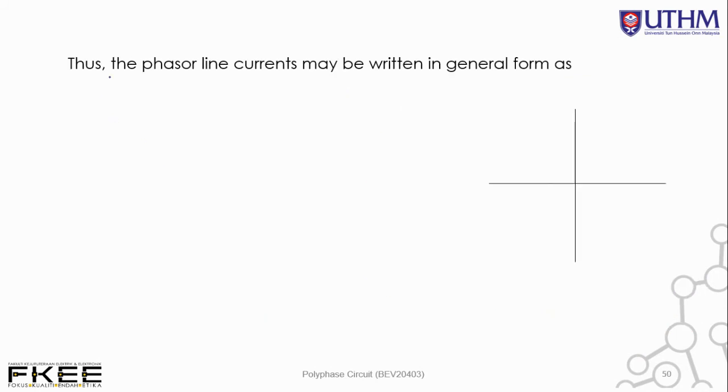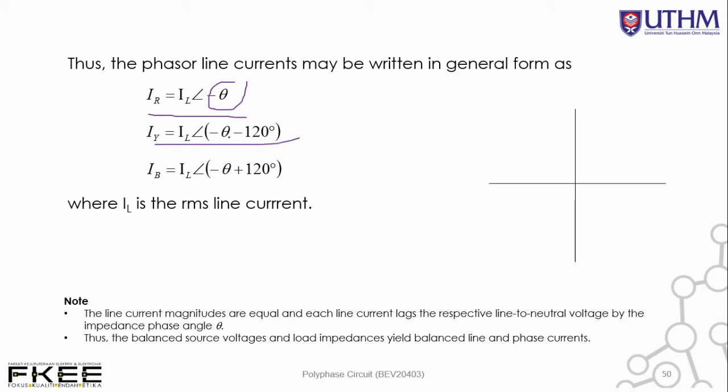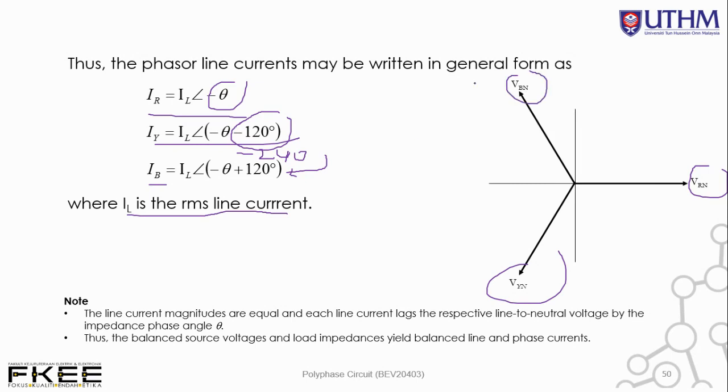Thus the phasor line currents may be written in general form as I_R equal to I_L minus theta, I_Y equal to I_L minus theta minus another 120 degree, and I_B, which is minus 240 or equal to plus 120 degree, where I_L is the RMS, root mean square, line current. This is V_RN, this is V_YN, and the third one is V_BN. Now we try to draw the phase currents, which are I_RN at minus theta, I_YN, as well as I_BN, at minus theta.